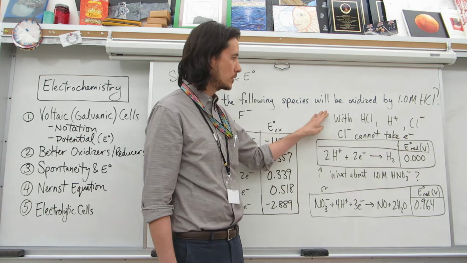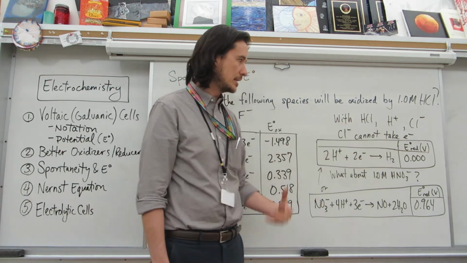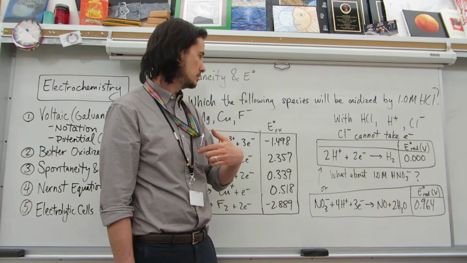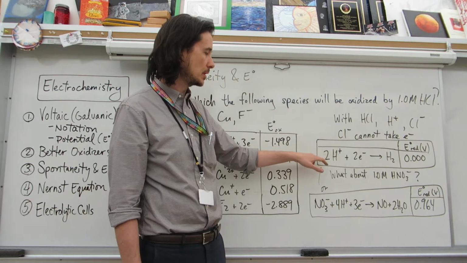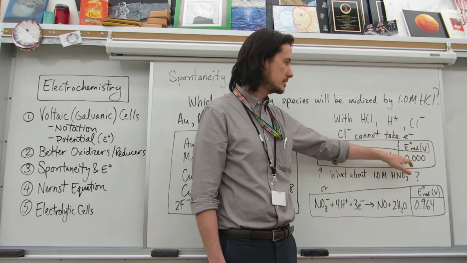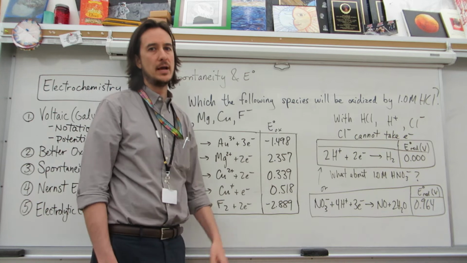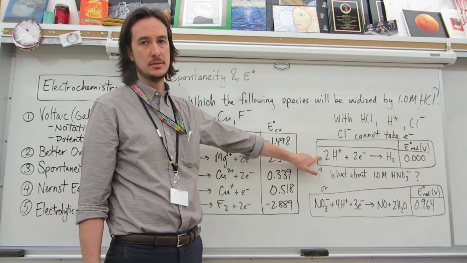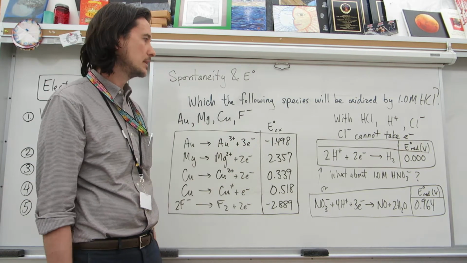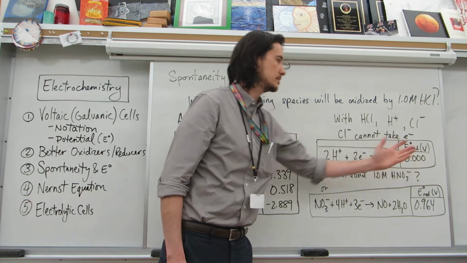A note real quick about the HCl. You've got H+. H+ can be reduced, right? But Cl- cannot be reduced. So we're only looking at H+, and H+, the standard reduction potential is 0. All the other values that you see on the table are compared to this. So these are all relative values. This kind of makes our adding up a little bit easier since it is 0.